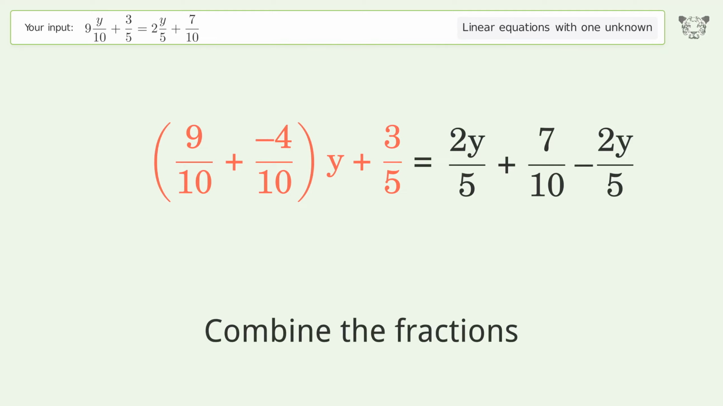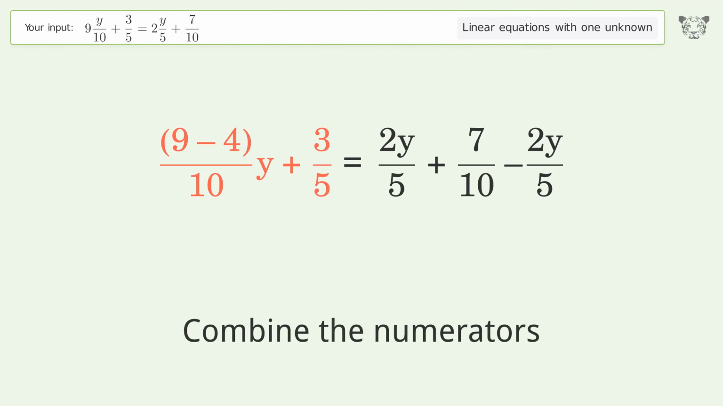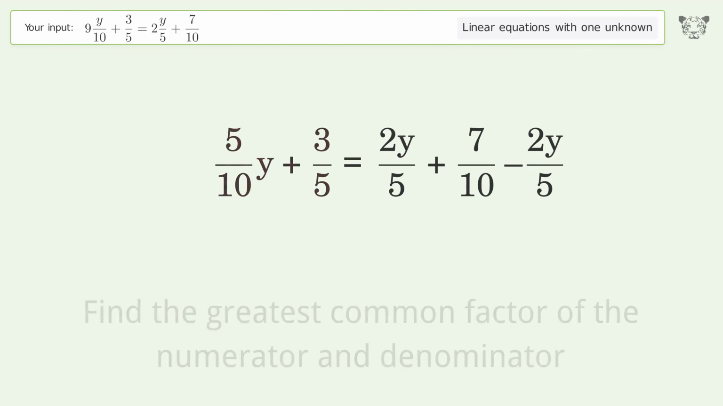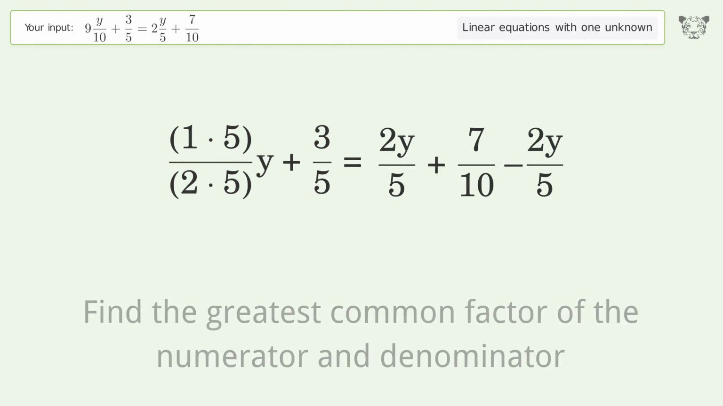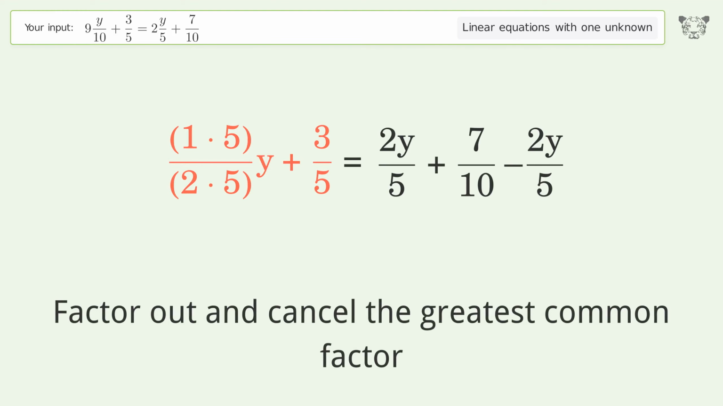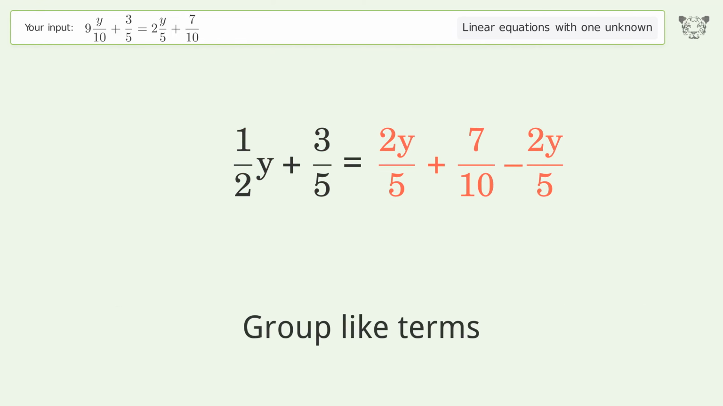Combine the fractions. Combine the numerators. Find the greatest common factor of the numerator and denominator. Factor out and cancel the greatest common factor. Group like terms.